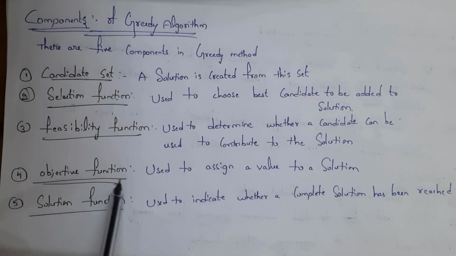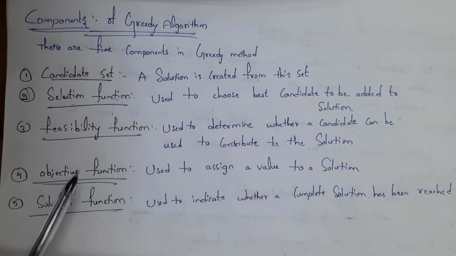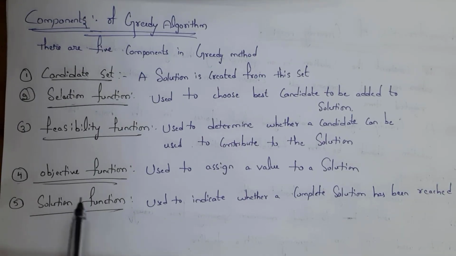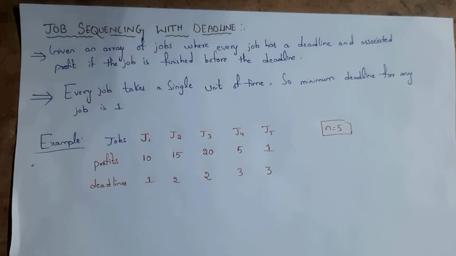And the fourth one is the objective function. The objective function is used to assign values to our solution. And at last, the fifth one is the solution function. The solution function indicates whether a complete solution has been reached or not. These are the 5 components of greedy algorithm. And the next topic is the job sequencing with deadline problem.